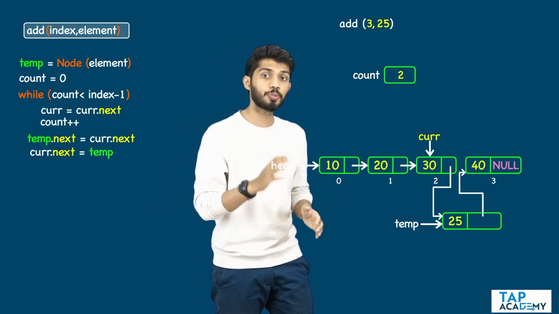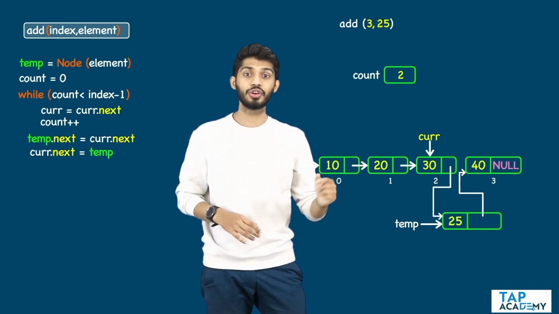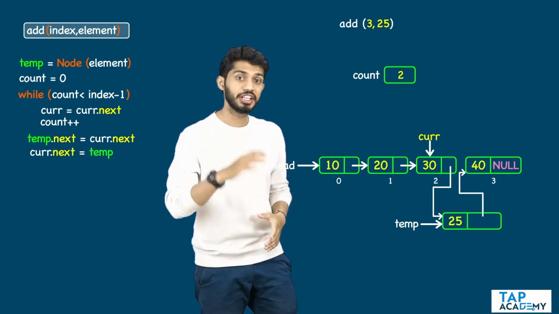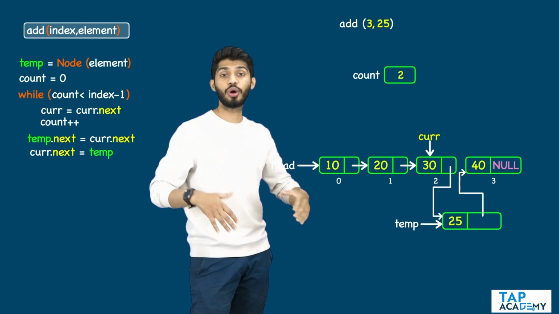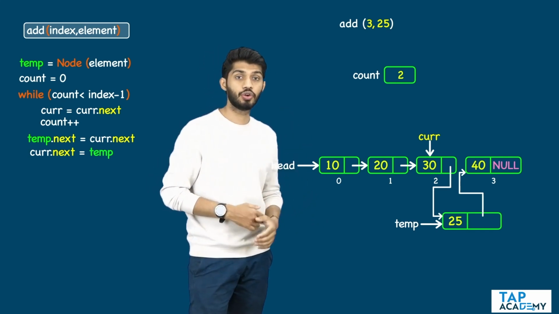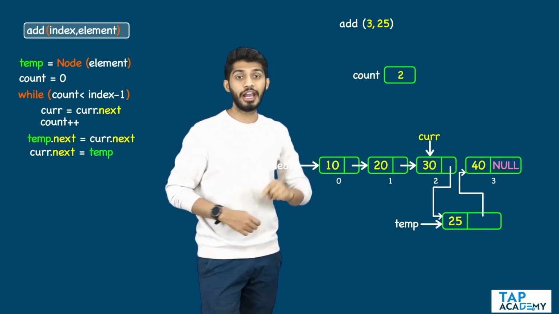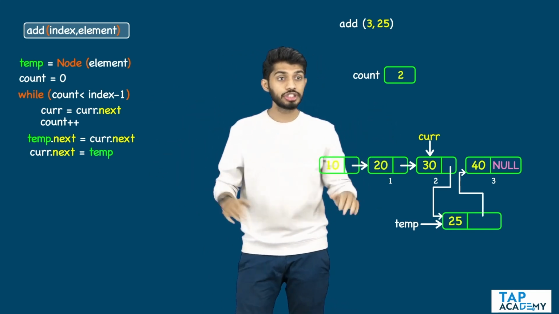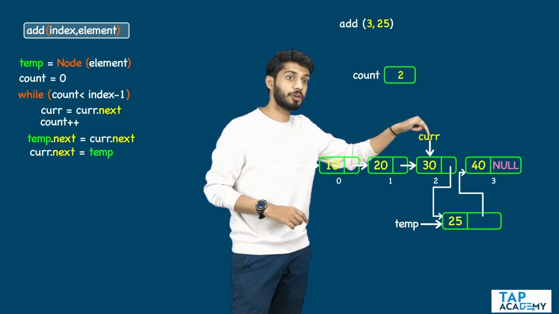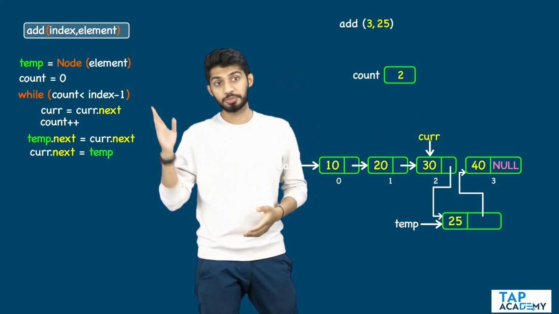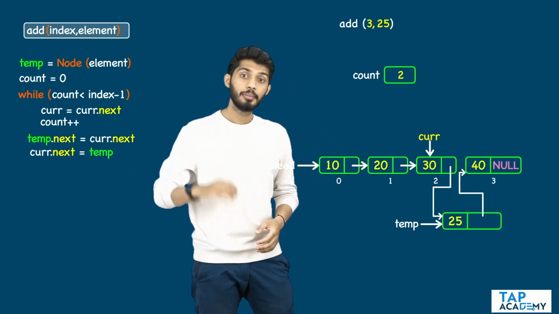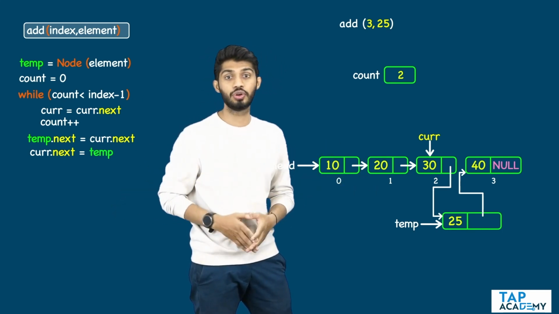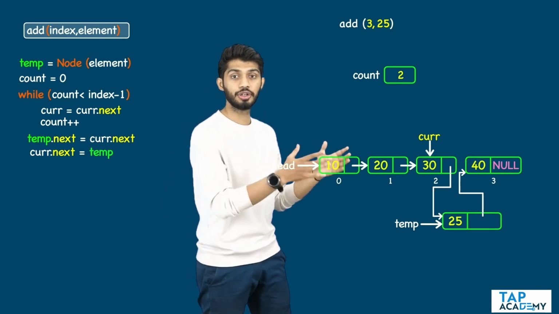But there is one more problem in this. This is one scenario, but there is one more scenario. And what is that scenario if you ask me? It's very simple. What if I have to add an element at index 0? If I say index 0 and run this code, it will definitely fail. Because over here I am making use of the previous node. But in case of index 0, there is no use of the previous node because there is no previous node when it comes to adding an element at index 0.